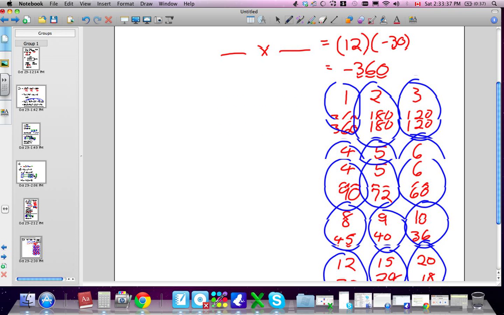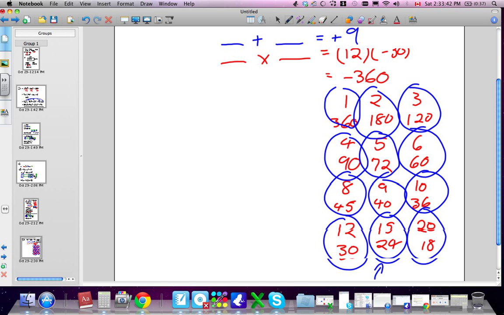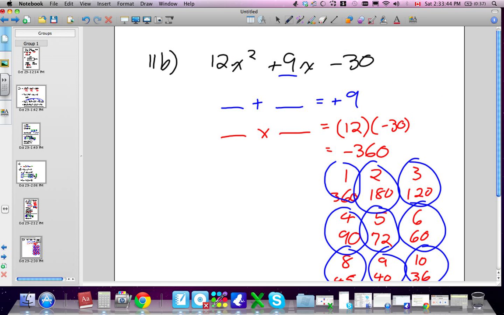And how do we need to do it? We're going to need 24 to be, which one of these is going to have to be negative? Because 24 plus 15 is a 9. Yeah, that's right. So now we have 24 minus 15.